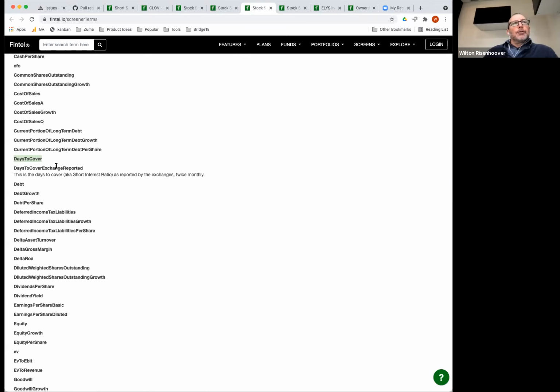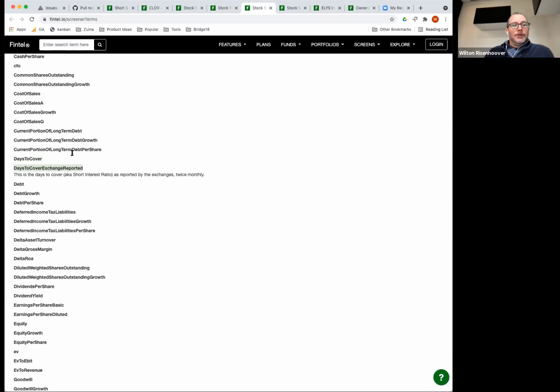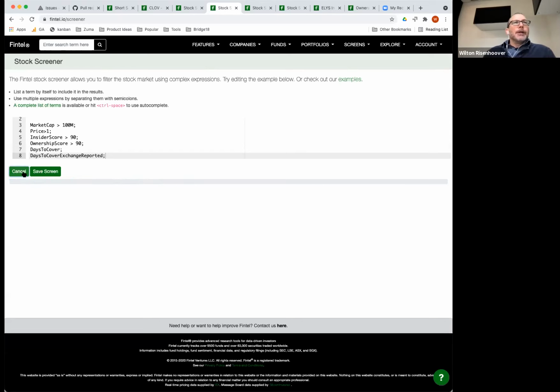This is a short interest metric. Days to cover is reported by the exchanges on a 2-week schedule. We actually recalculate days to cover on a daily basis. So our days to cover is not going to be the same as the exchange reported days to cover. You'll see that they're going to be pretty different, because for the exchange reported days to cover, they take the short interest and divide it by the average volume over the last 3 months, I think is what they do.